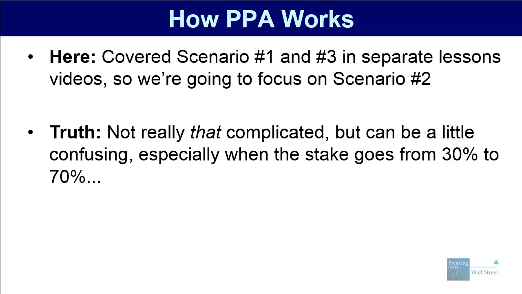It's not really that complicated, but it can be a little bit confusing, especially in cases where the stake goes from, say, 30% to 70%. A lot of textbooks and other sources don't really cover that, even if they tell you what to do when it goes from, say, 0% to 70%.